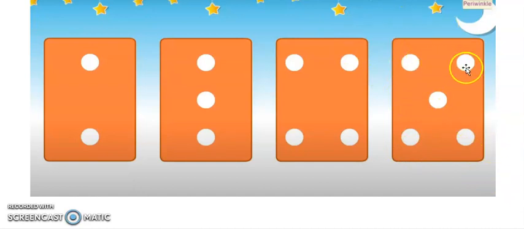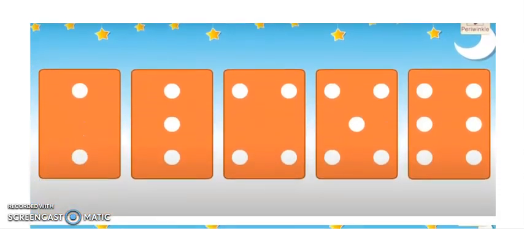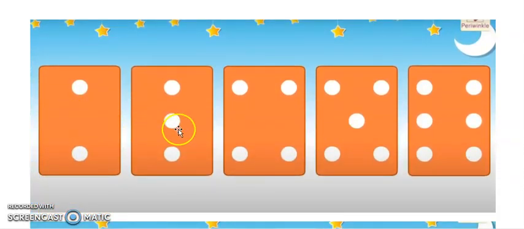Count if you want. 1, 2, 3, 4, 5. How many squares are there? 1, 2, 3, 4. Now, if there is a fifth square, how many circles will be there inside that? Children, tell me. See, this is 2, 3, 4, 5 circles. Now the next rectangle will have how many circles? Six circles will be there, isn't it? So this is the pattern being continued here. 2, 3, 4, 5, 6 circles. 1, 2, 3, 4, 5, 6.